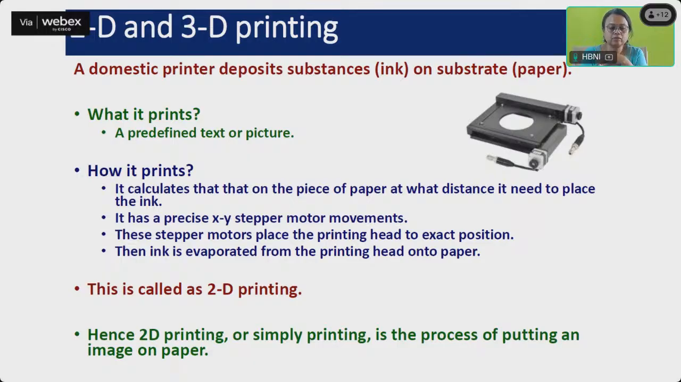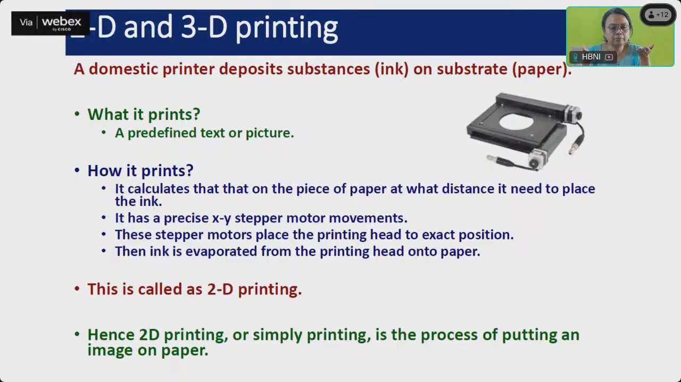So we understand that. First we go to what a 2D printing is. 2D printing is whatever you print on paper. The printer deposits the ink on a substrate, which is your paper, and there is a predefined text or picture which is in your computer. You have already written the letter or document which you are printing using your ink and the paper. So how it prints is, it calculates on the piece of paper at what distance it needs to place the ink.